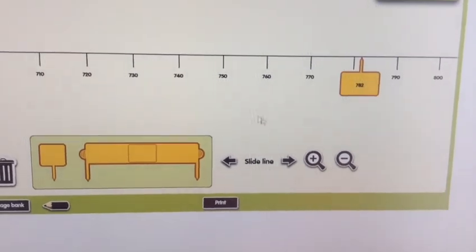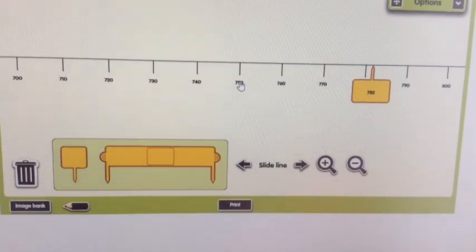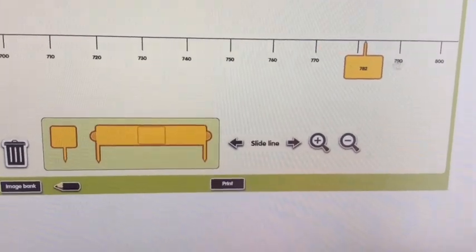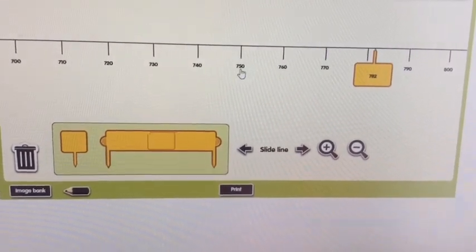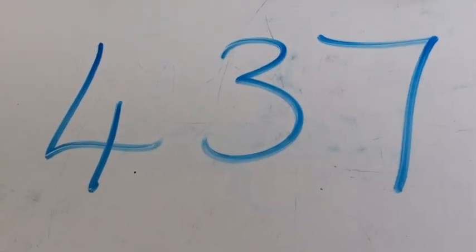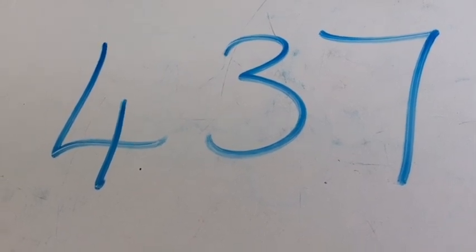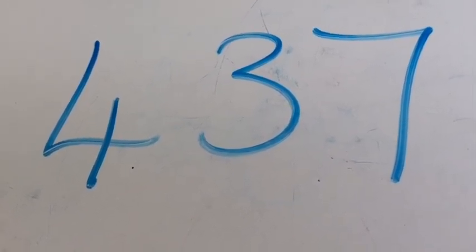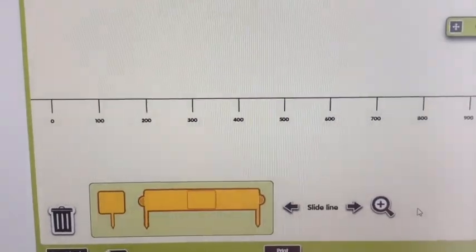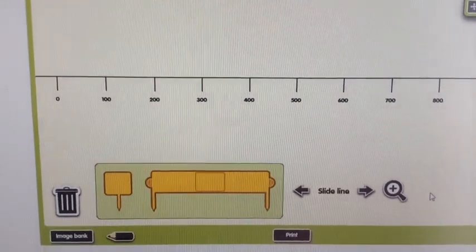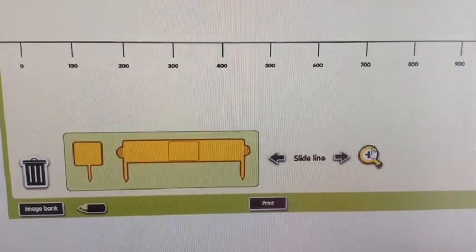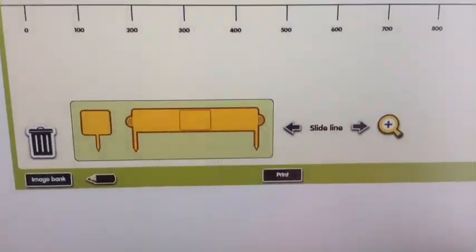An easy way to remember is, if your tens and units are more than 50, you round it up. If your tens and units are less than 50, you round it down. How about 437? How can we round that to the nearest multiple of 100? First of all, think, what multiples of 100 does 437 fall between? Hopefully you realise it's 400 and 500.